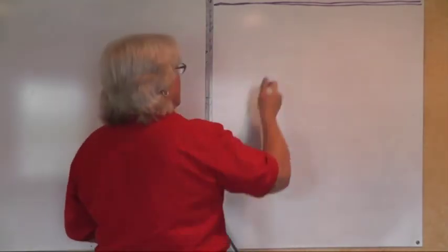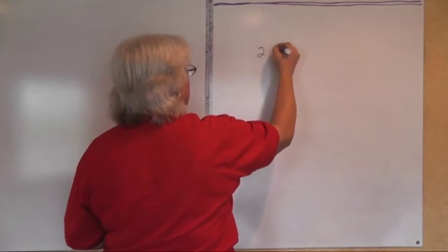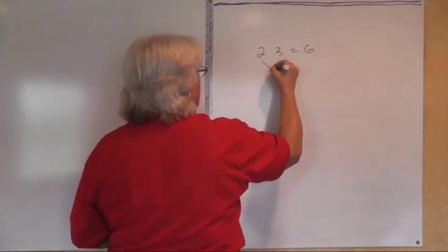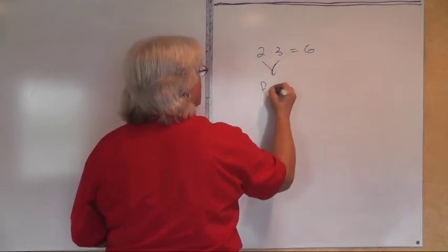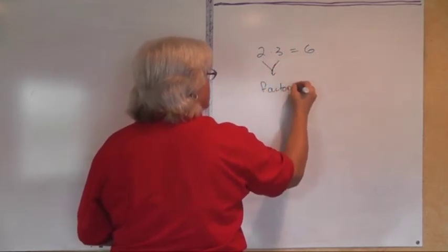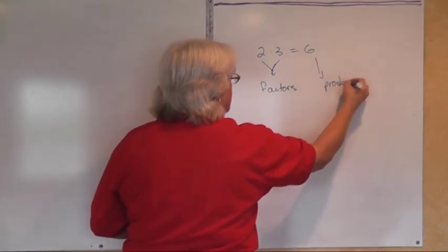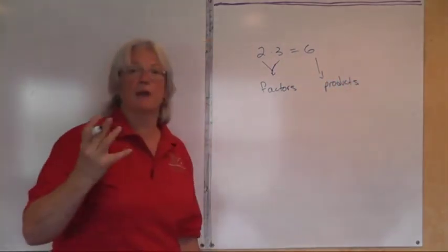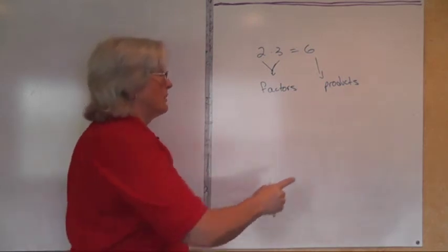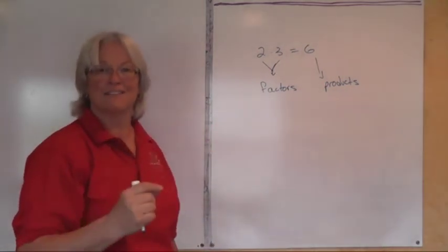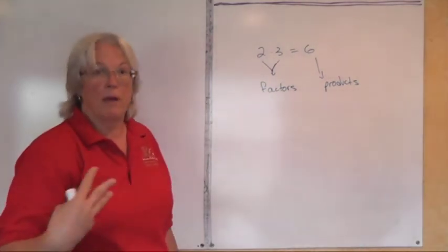Okay, that's right. When you have multiplication, 2 times 3 is equal to 6. The things that you multiply together are called factors. You must understand what factors are. And the solution to a multiplication problem is called a product. You will see factor and product constantly in math from now on.